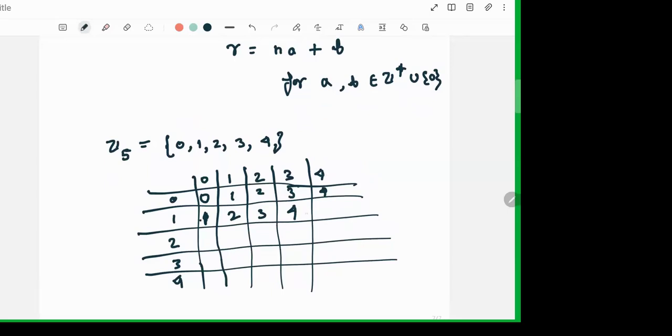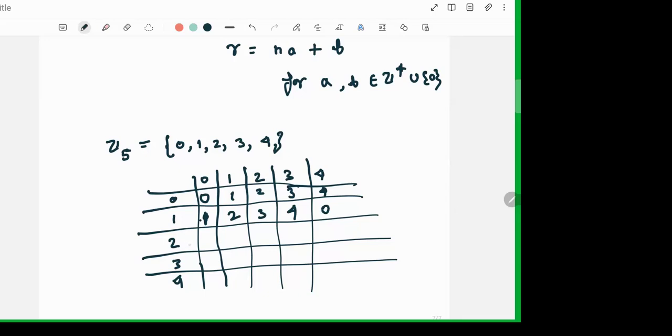1. How? I mean, Z5. Oh, so in Z5 we take mod 5, right? Yes. 4 plus 1 is 5. Yeah, so it's 0. Yes.